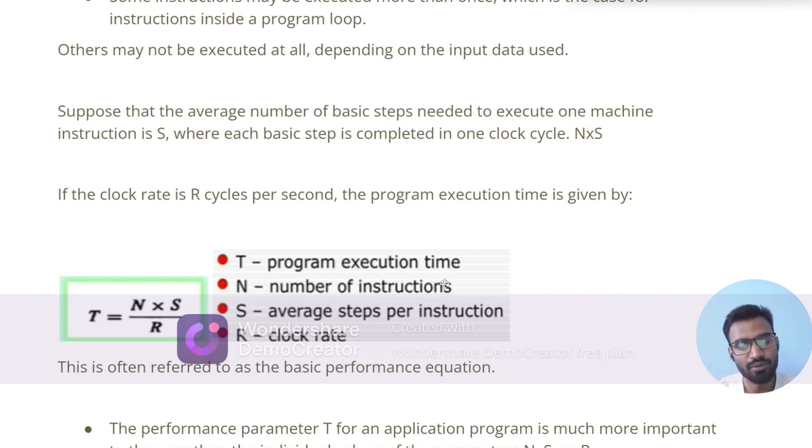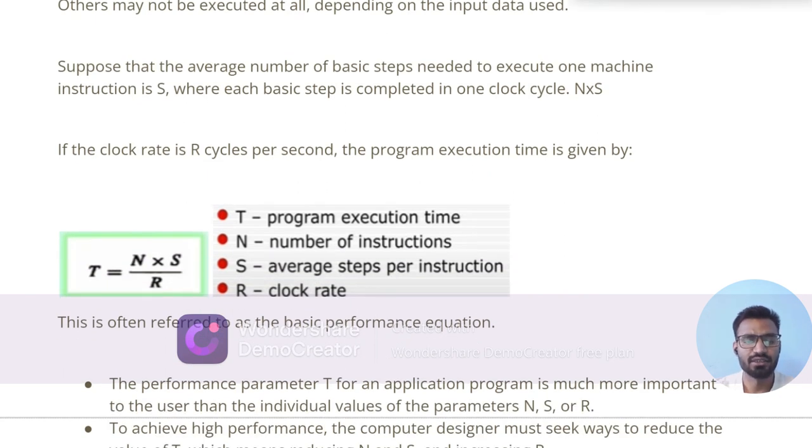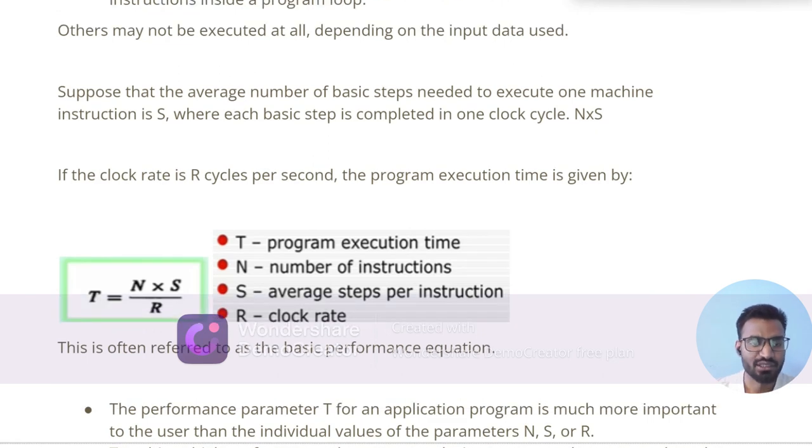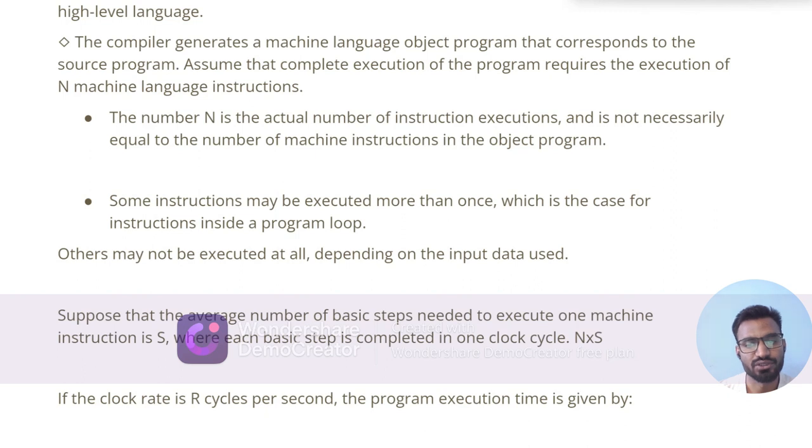N is the number of instructions. If the number of instructions is large, then the program execution time will be large. S is the average steps per instruction, and R is the clock rate. If the clock rate is higher, then the program execution time is less. That we formulate as a formula. Here the instruction may be executed more than once, for instance an instruction inside a program loop.